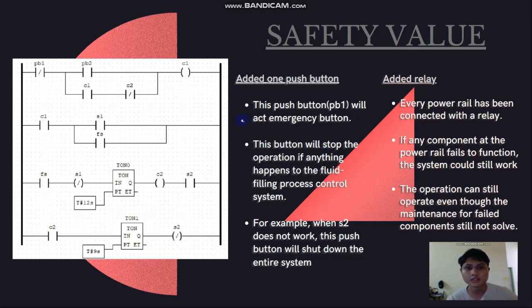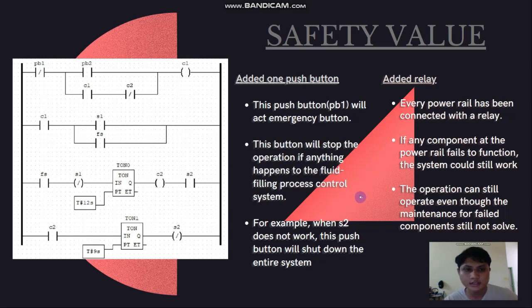We explain about the safety value for this PLC. In order to get the safety for this PLC, we added one push button. As you can see from the picture, this push button PB1 will act as an emergency button. If anything happens from the filling process control, this button will stop the overall operation. For example, when S2, which is solenoid 2, does not work, this push button will shut down the entire system.